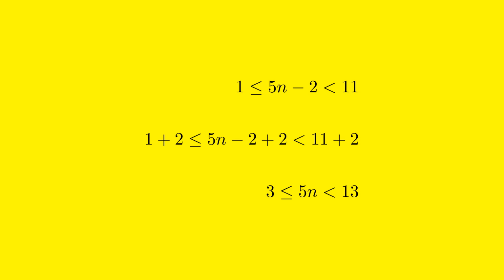In this first step, we altered the expression by adding 2 to every part of the inequality. This step ensures that we eliminate the constant term minus 2 next to the variable 5n. This alteration keeps the inequality balanced, and we are one step closer to isolating n. This concludes step 1 of solving the inequality. The next step will involve further isolating n, but for now we have 3 is less than or equal to 5n, which is less than 13.